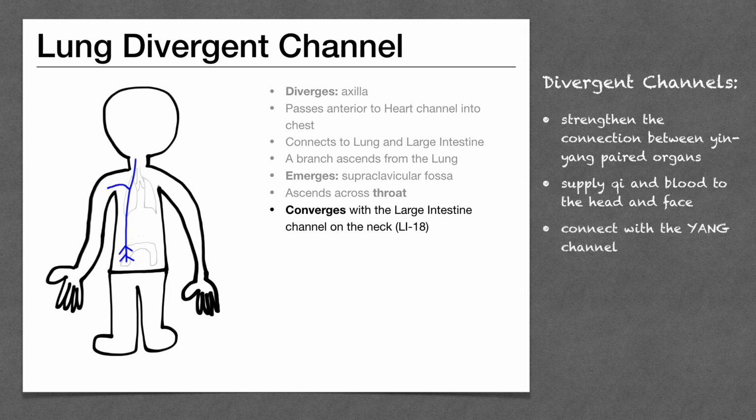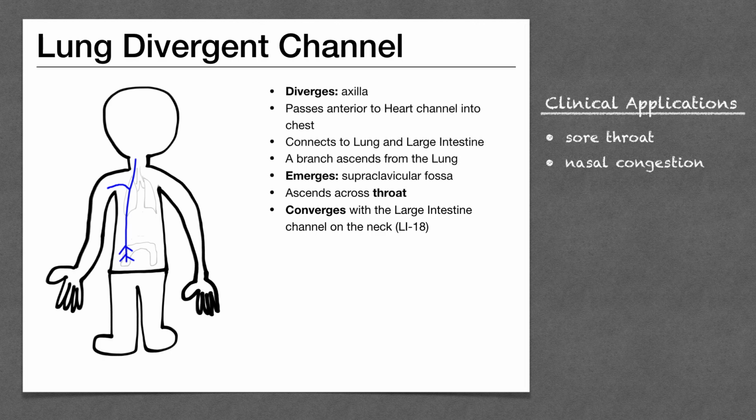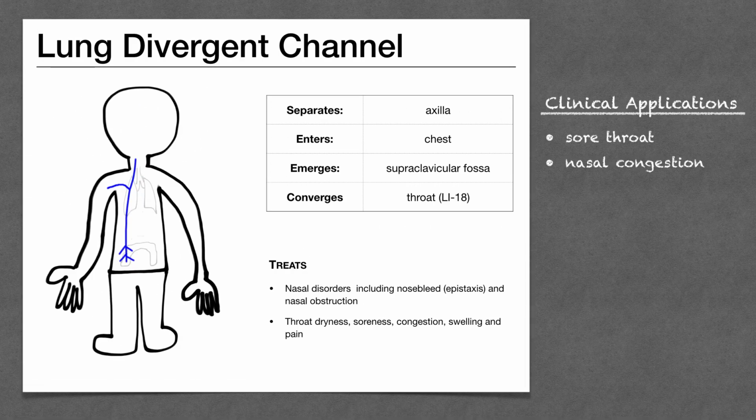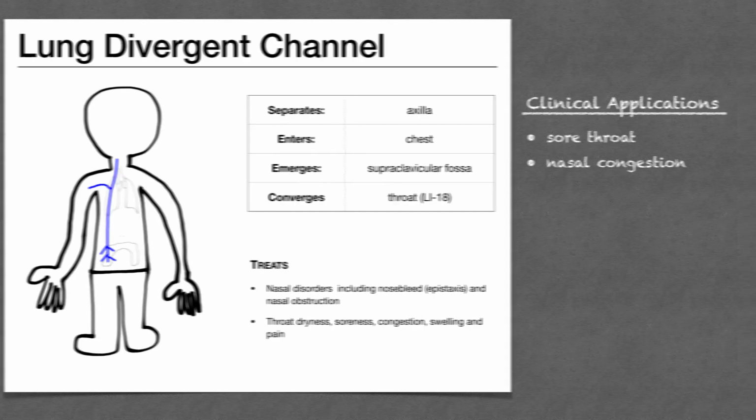And 3, divergent channels reconnect to their yang paired channel. So the lung divergent channel emerges and connects to the large intestine channel, which again can help us treat nose problems because that's where the large intestine channel goes. So here's a summary, and as we can see, we have nasal congestion and throat problems, so those are things that can be treated by points along the lung channel.